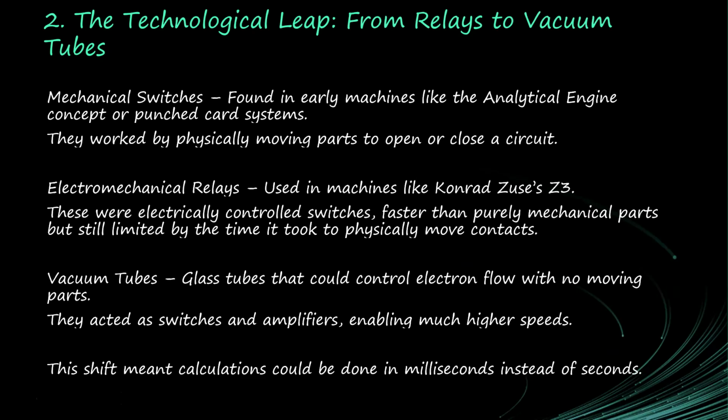All right. So this shift meant calculations could be done in milliseconds instead of seconds. So you can see with the use of vacuum tubes, calculations were faster. So calculations could be done in milliseconds instead of seconds. Okay, so it was really a big growth.